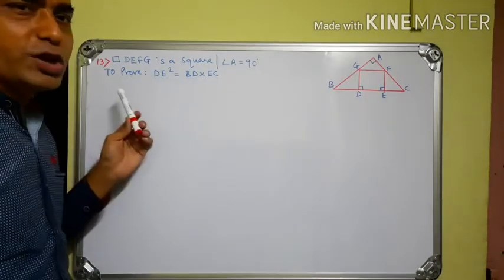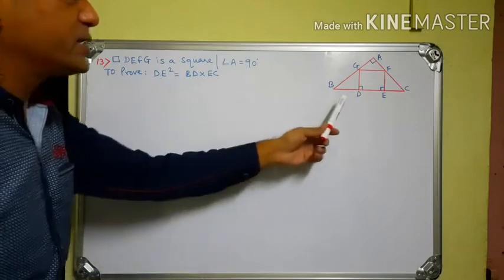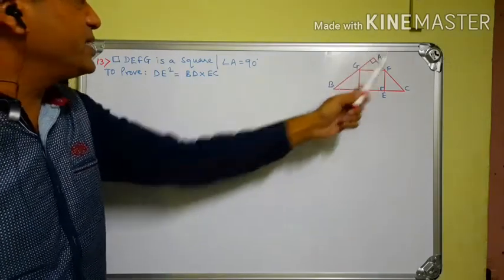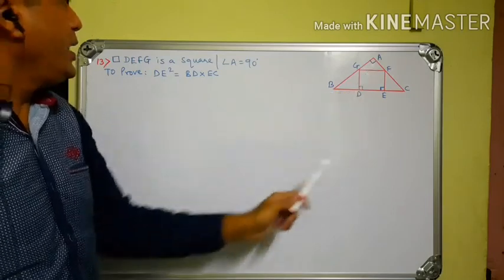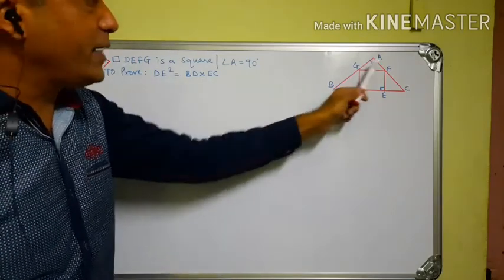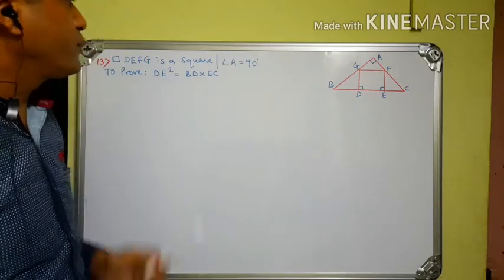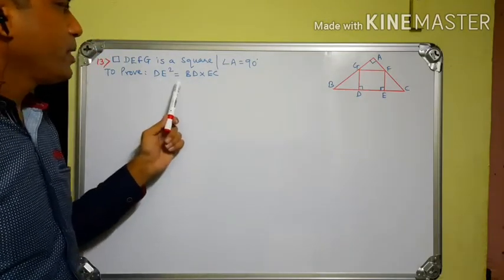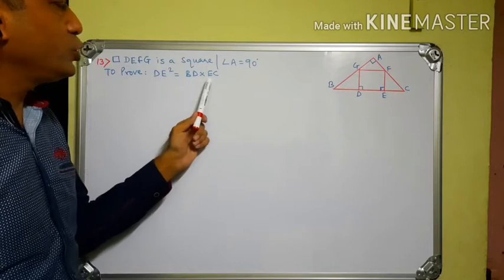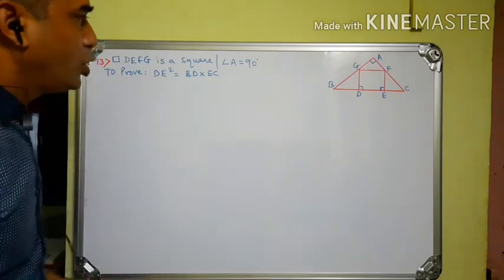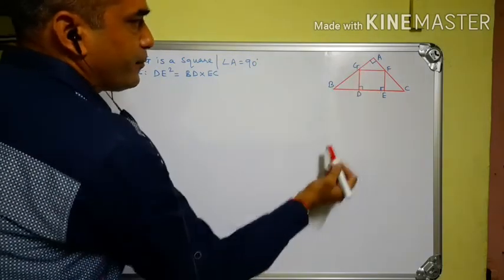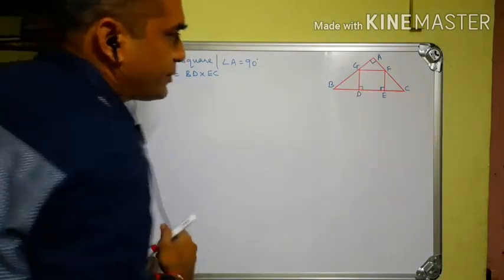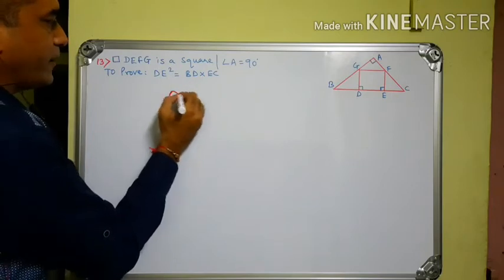Now let's start question number 13. This is the figure. In this triangle ABC, angle A equals 90 degrees and quadrilateral DEFG is a square. We have to prove DE square equals BD into EC. The hint given is to prove triangle BDG and triangle EFC similar triangles.